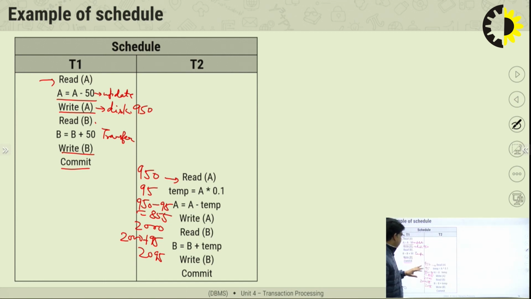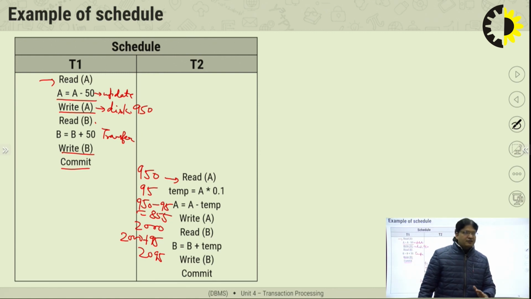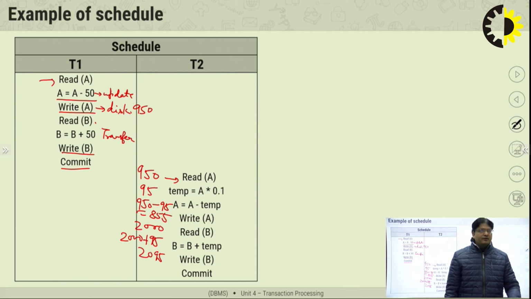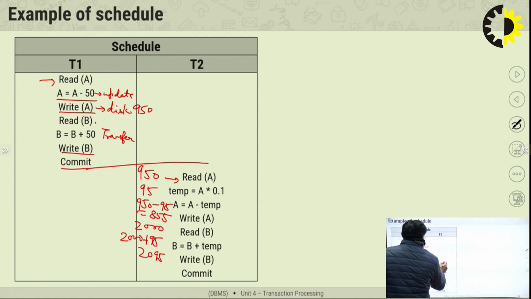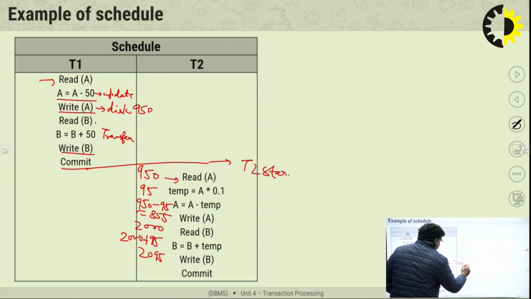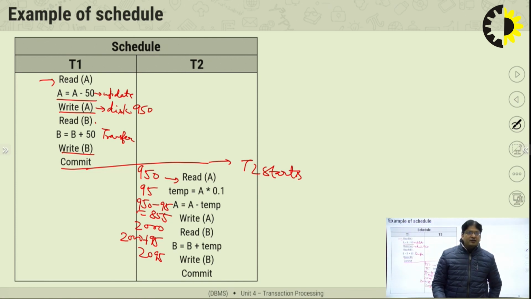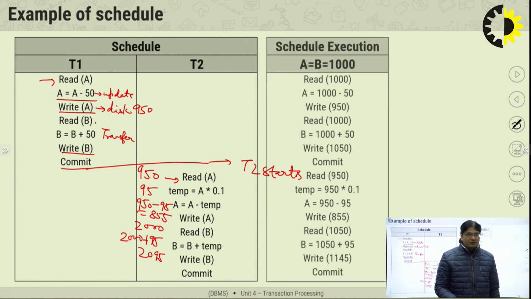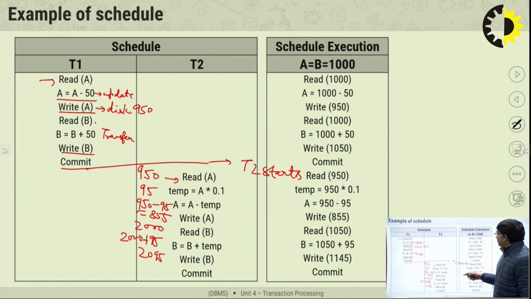Such a schedule has two transactions that are executing, but here transaction T1 completes its execution first. After the completion of execution of transaction T1 and its commit, transaction T2 starts. After the commit operation of T1, transaction T2 starts. This type of schedule is known as a serial schedule. So this is a serial schedule.